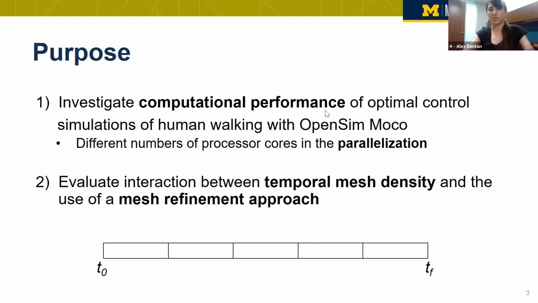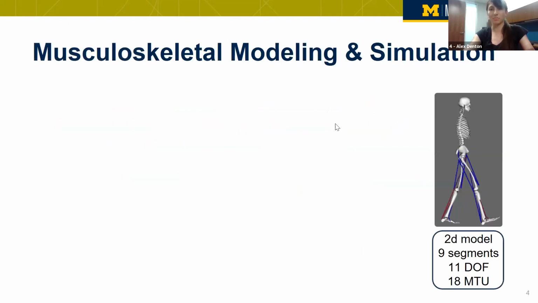A temporal mesh density discretizes the time interval from t0 to t final. Mesh refinement is commonly used where a solution is first obtained on a coarse mesh, with that solution then being used as the initial guess on a finer mesh, which can lead to better performance than starting on a fine mesh.